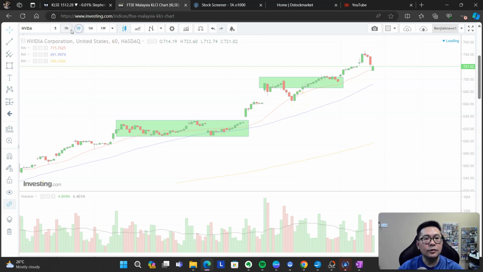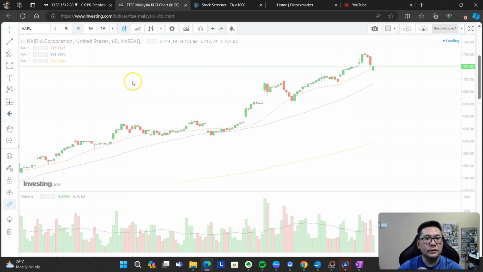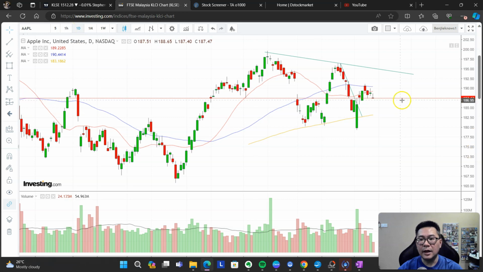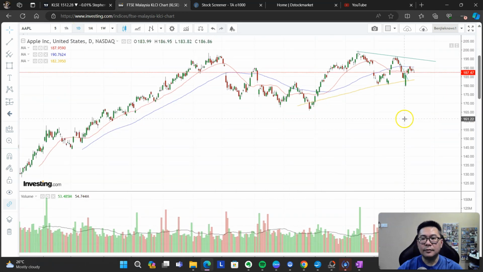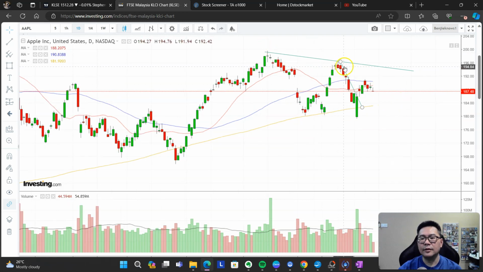The internet is a bit slow. Okay, I want to look at Apple because it's very important. Okay, this is Apple. There's a big green bar here at the 200 MA. Last time we had a look at it, it's still above the rising 200 MA, but I think it's struggling a bit to move up.